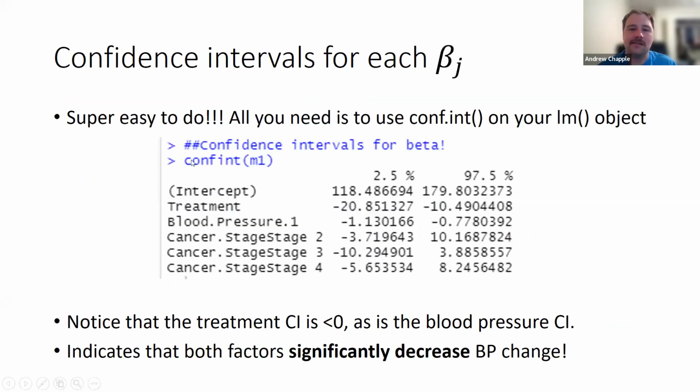I can get confidence intervals for all my coefficients by using confint. So confint of my M1, this is my summary object. You can see them here. And they work the same way, right? This blood pressure difference is negative, both of them. It doesn't overlap with 0. So here we would reject the null that beta 1 is 0.